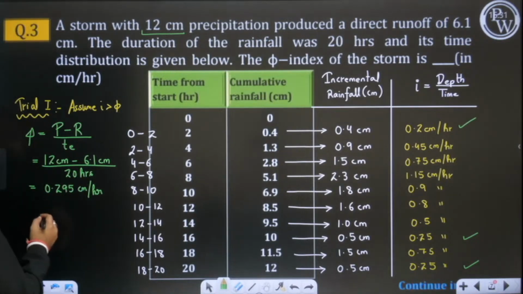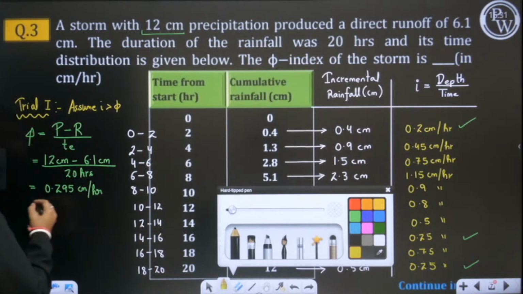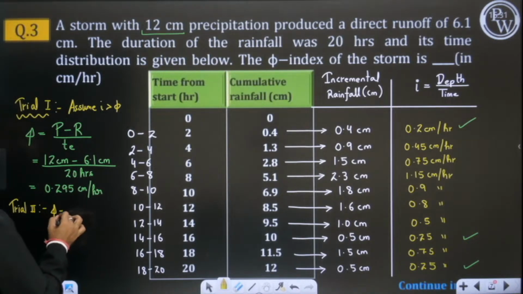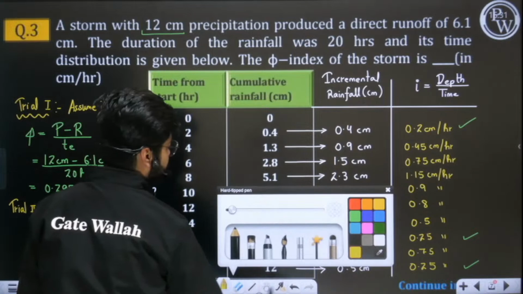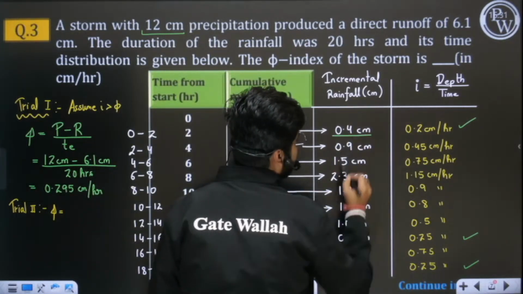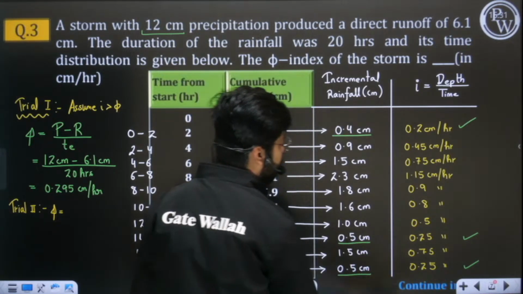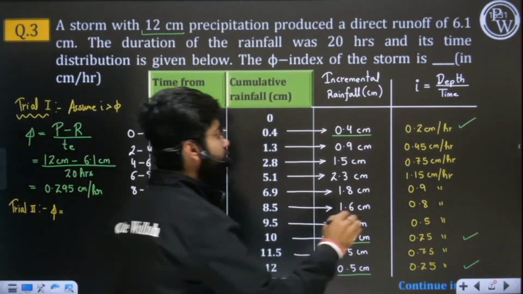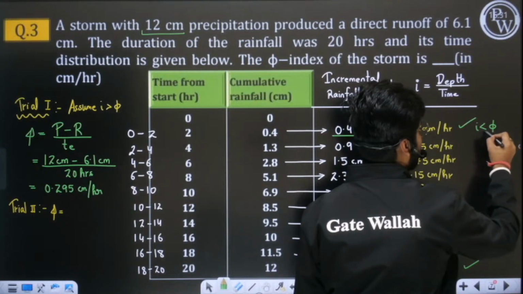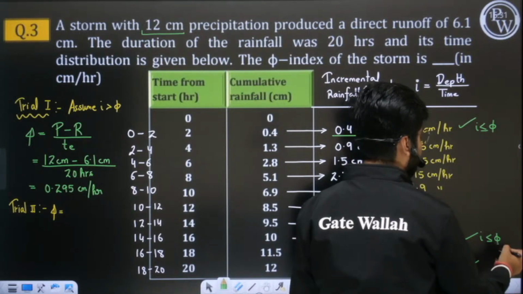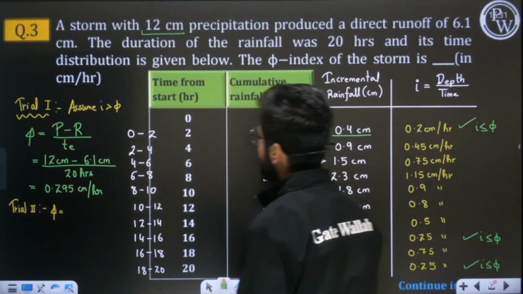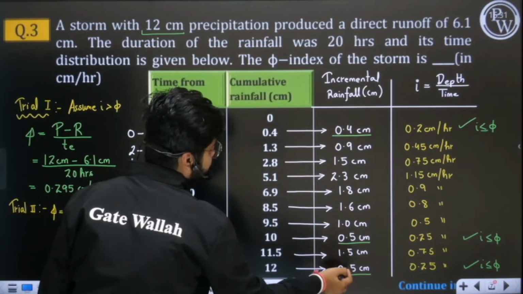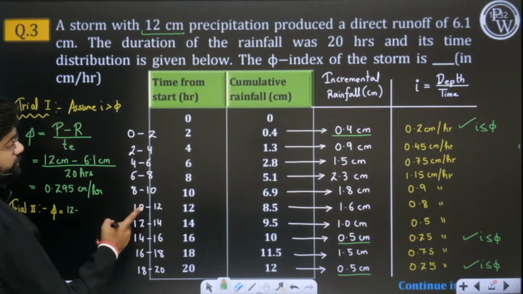So we will take a second trial, and in this second trial, we will make sure that from the total rainfall, this one, this one, and this rainfall are removed. Why? Because they are less. Whatever intensity values are less than or equal to phi, we will remove them. So from the total 12 centimeter, you have to remove 0.4, 0.5 and 0.5, which is 1.4.